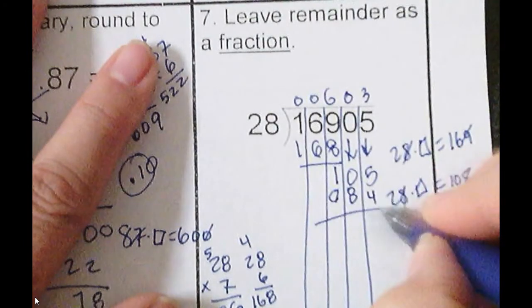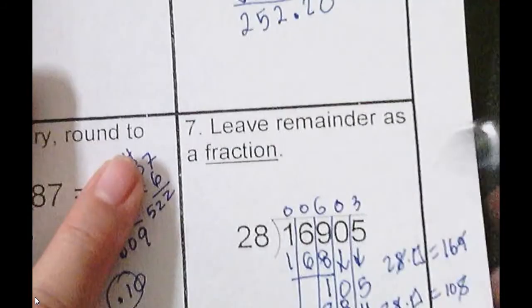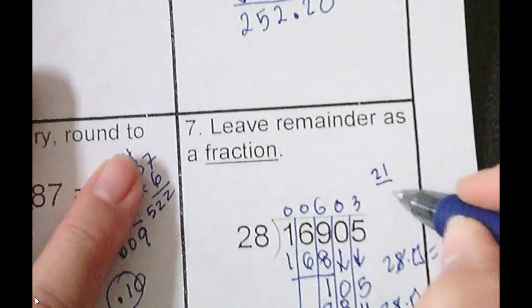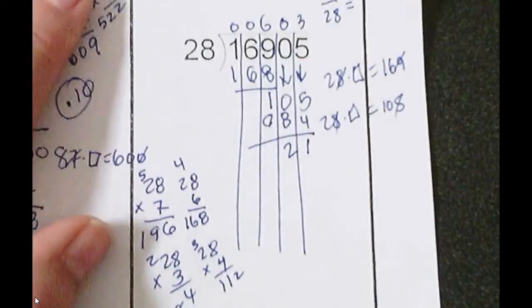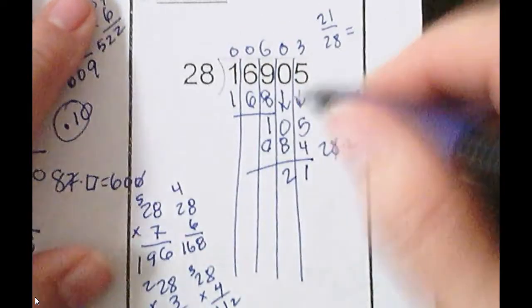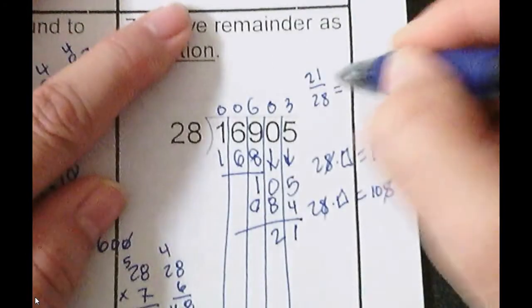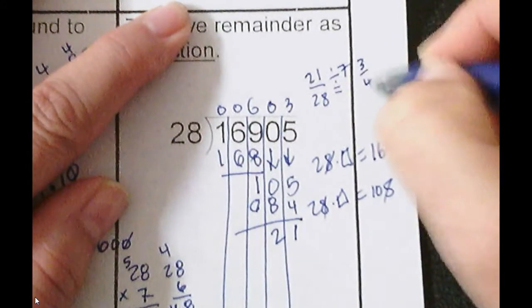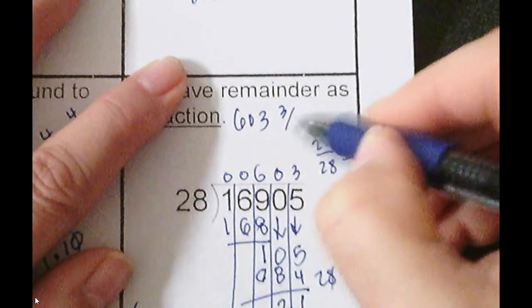84. 5 minus 4 is 1. 10 minus 8 is 2. And I'm going to stop right there, and that's going to be 21 over 28. But does everybody see that? Wouldn't that be 7 times 3 and 7 times 4? So how about divide by 7, 3/4. So it's 603 and 3/4.